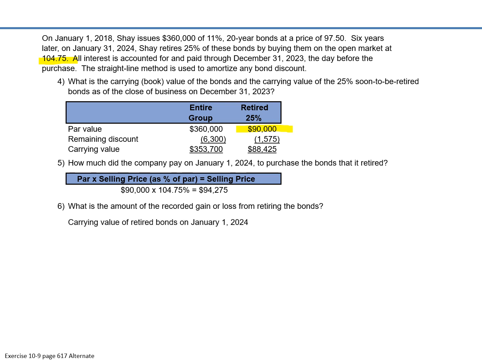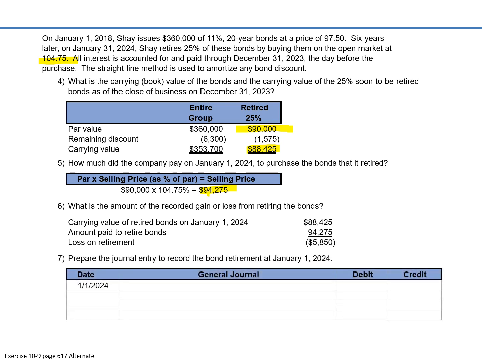Well, carrying value of the retired bonds was 88,425, right? Right here. The amount paid to retire the bonds, this 94,275 we just computed. So that means we have a loss on retirement of 5,850. What's our journal entry?